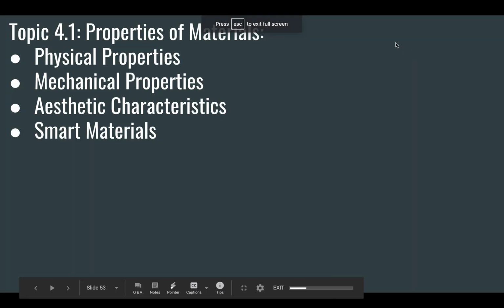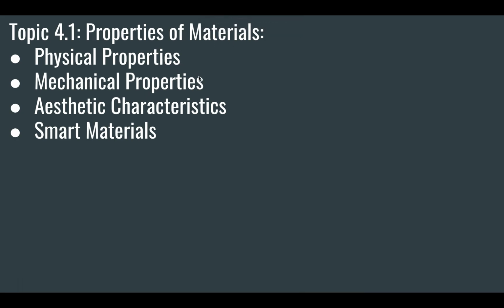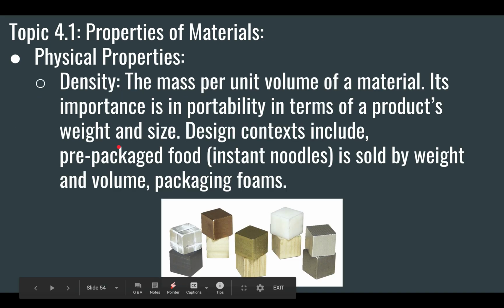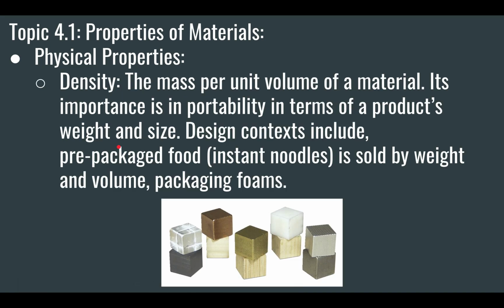Okay, this is topic 4.1. It's properties of materials, and this is quite a long section and quite a big topic, so we'll break it into a couple of different lectures. But let's start with this: when we're talking about properties of materials, we're looking at the physical properties, the mechanical properties, the aesthetic characteristics, and we'll also be looking at some smart materials. So here we go. Let's start with some physical properties.